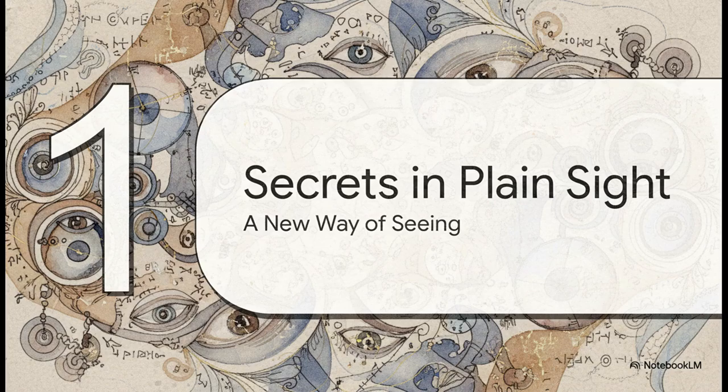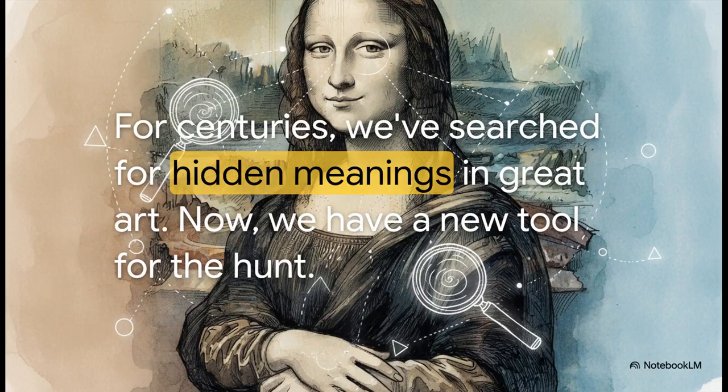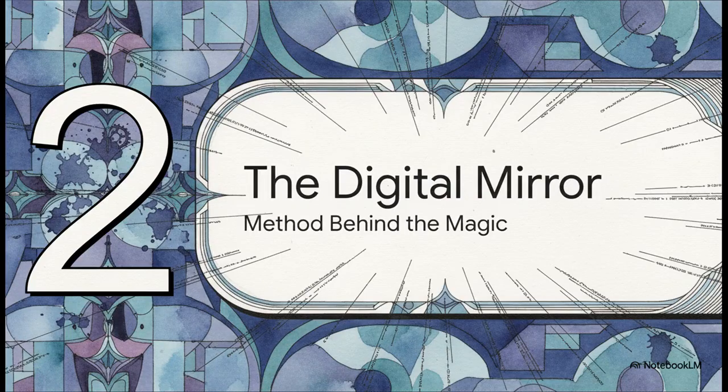So this journey really starts with a classic idea: the search for secrets that are hiding in plain sight. I mean, the hunt for hidden codes in art is a timeless obsession. For centuries, people have been searching for prophecies, for symbols, for things buried deep in the brushstrokes of the masters. But what's different now is that we have a completely new tool for that hunt. So let's pull back the curtain and see how this magic actually works. Let's talk about the digital mirror.